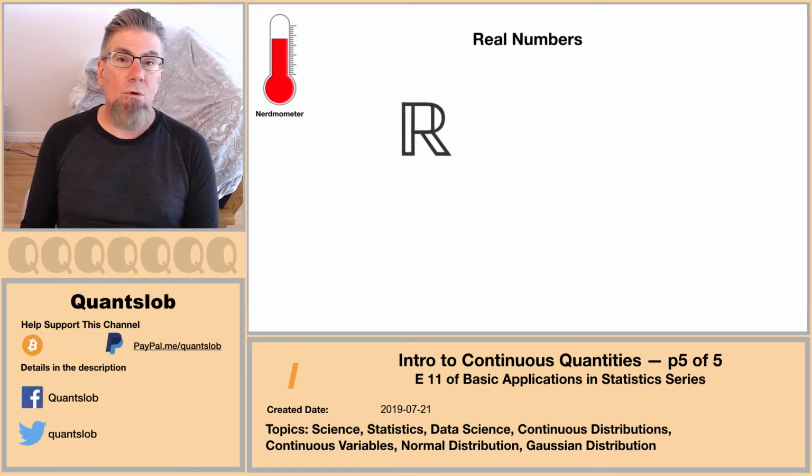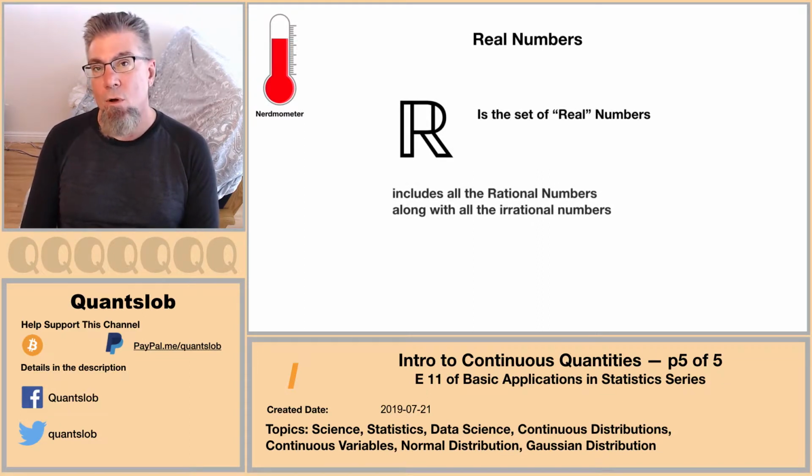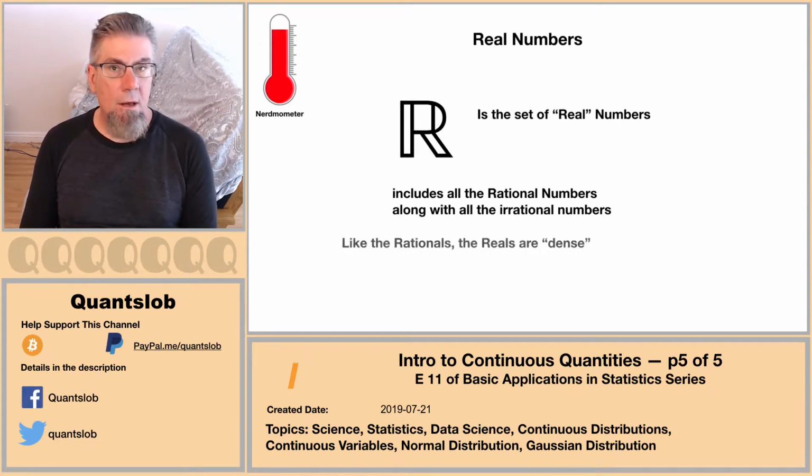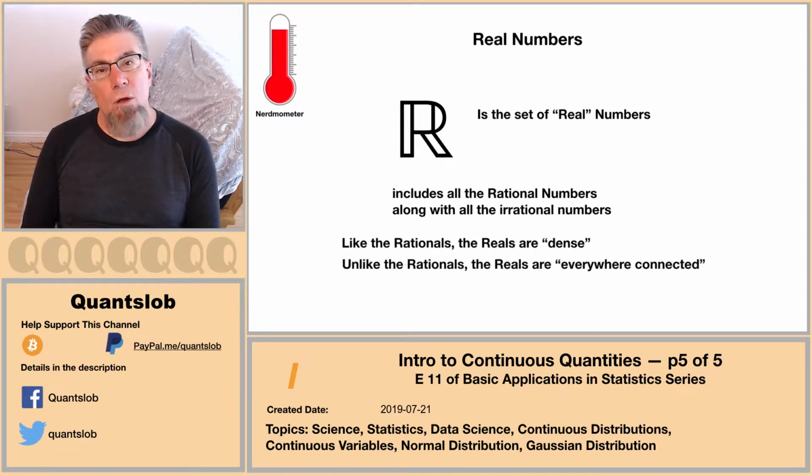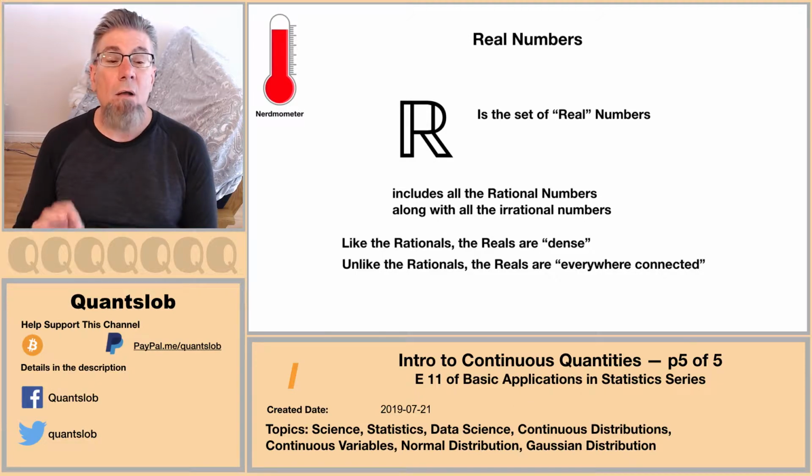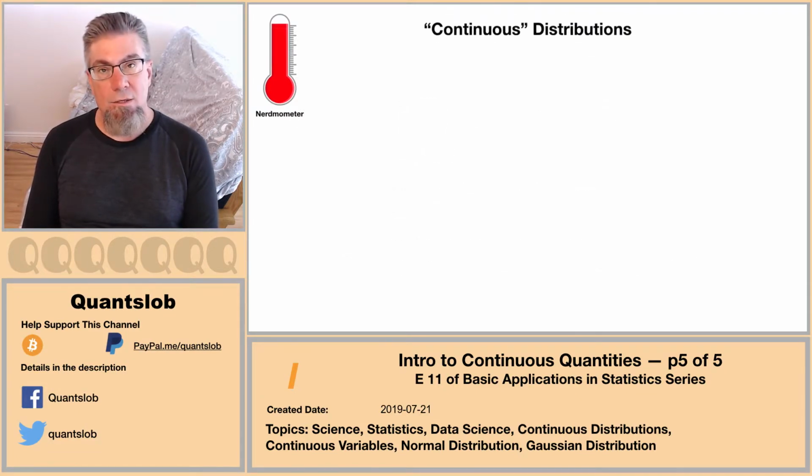The set of real numbers, on the other hand, includes all the rationals along with all the irrational numbers. Numbers like the square root of 2, pi, the base of the natural logarithm called e. Just like the rational numbers, now the real numbers are dense. Okay, they're densely ordered, dense in itself. But unlike the rational numbers, however, because the set of real numbers is everywhere connected, it does define a so-called continuum. In fact, the real numbers are sometimes simply referred to as the continuum.